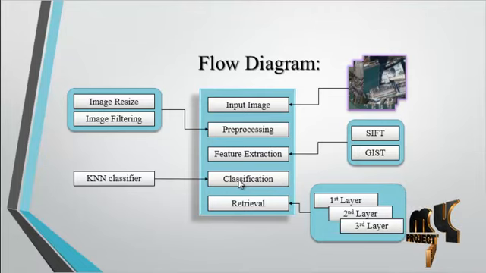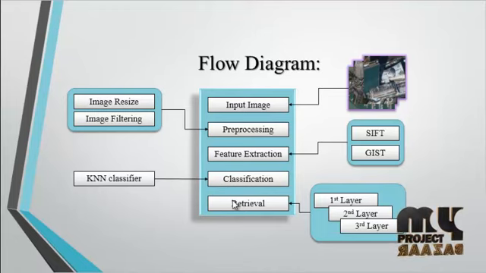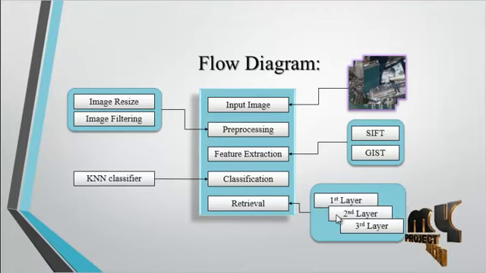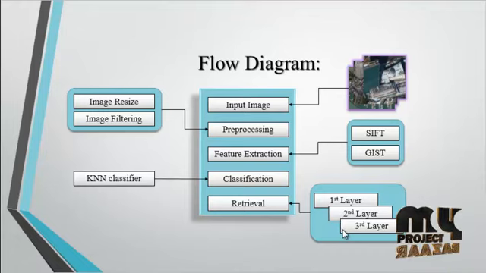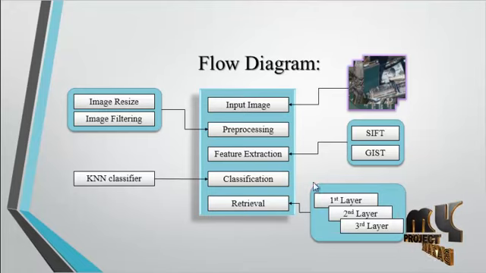In this classification step, we use the KNN classifier, that is K nearest neighbor, to classify the type of input. After the classification, retrieval is carried out in three steps. The first step is first layer retrieval, the second step is second layer retrieval, and the third step is third layer retrieval. By the combination of these three retrieval processes, the similar data from the database is retrieved.